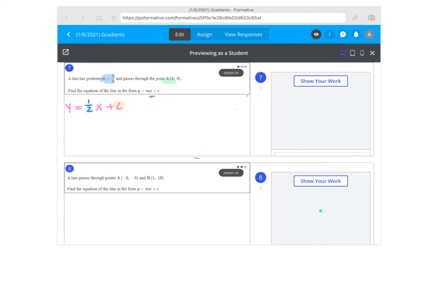So m is equal to, following the formula, y2 is going to be 13, so 13 minus, and then my y1 is negative 5. So 13 minus negative 5, all over, and then my x2 is going to be 1. So 1 minus, and then my x1 is negative 2, so minus negative 2.